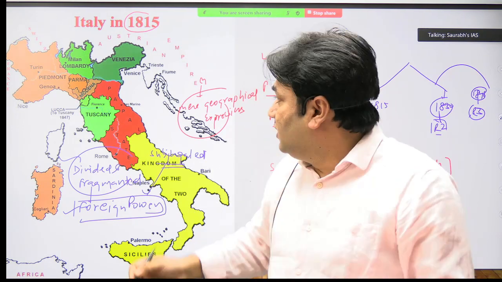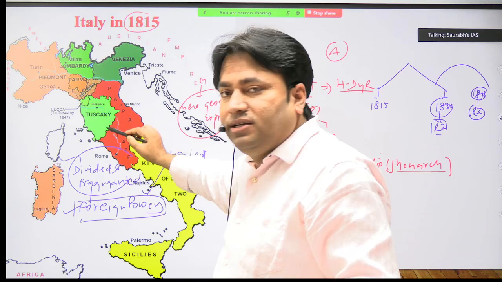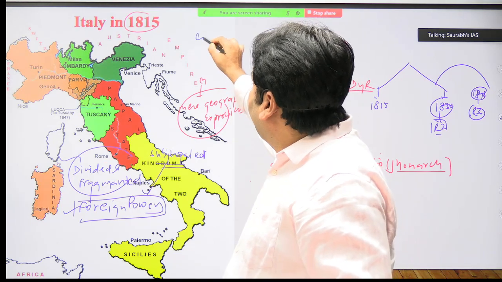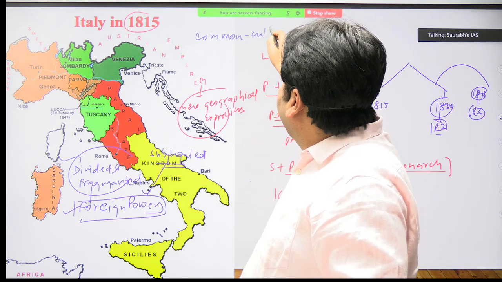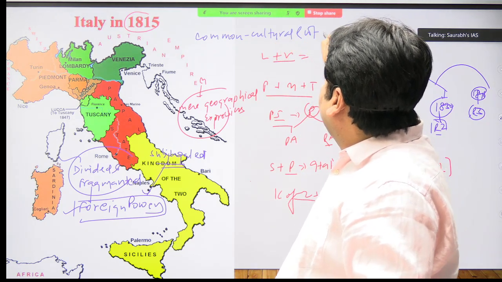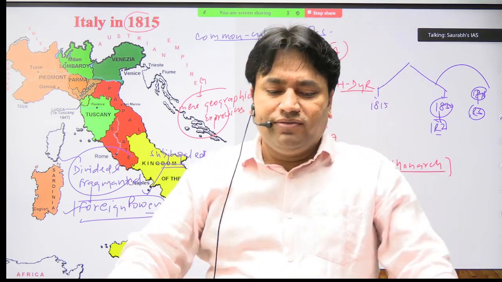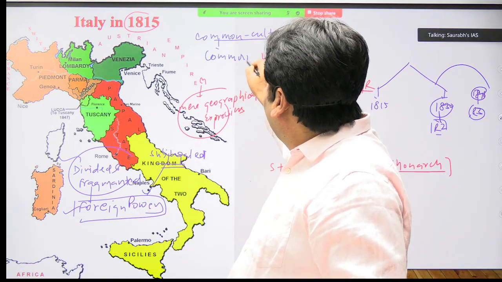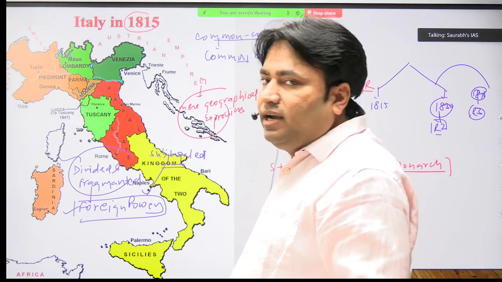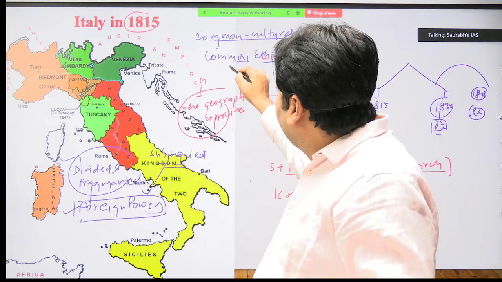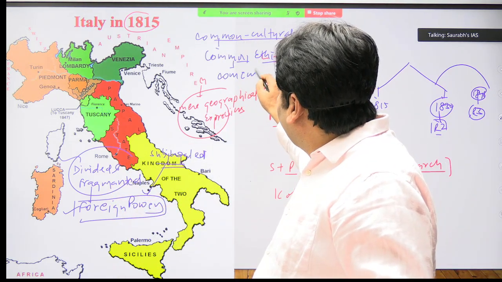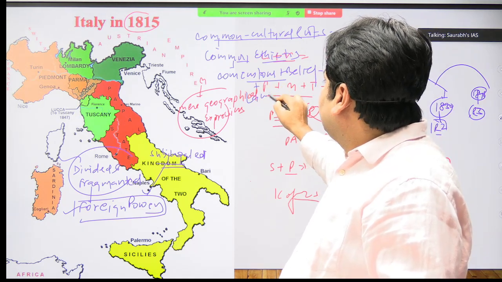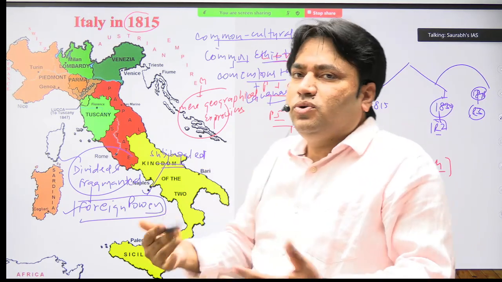Now, what we see here is that these are different states. There are so many states here, and these different states have one similarity. And what is the similarity? All these states have what? Common cultural roots. All these states have common ethnic ties. There are common customs and beliefs they share, and the languages which they are speaking are also the same.